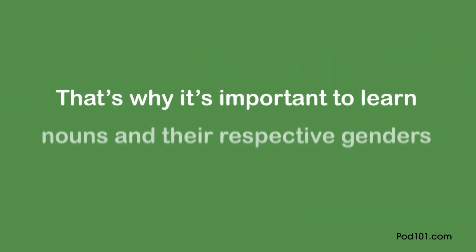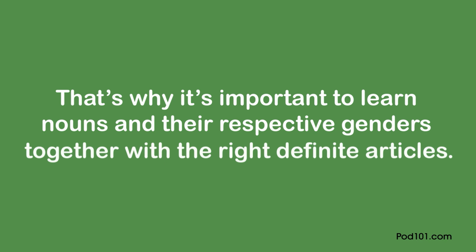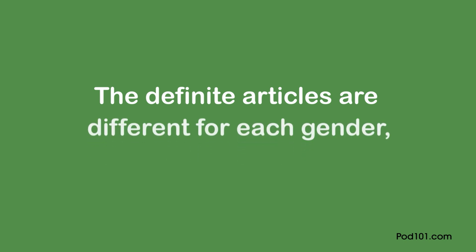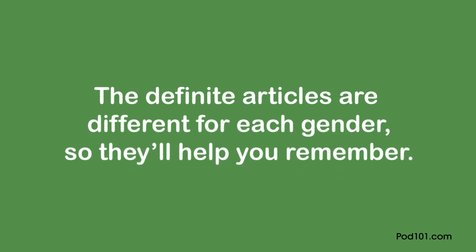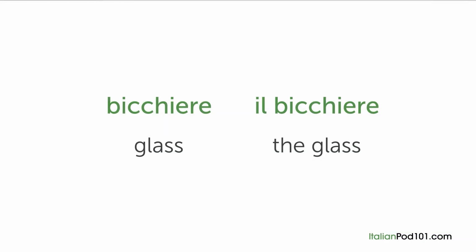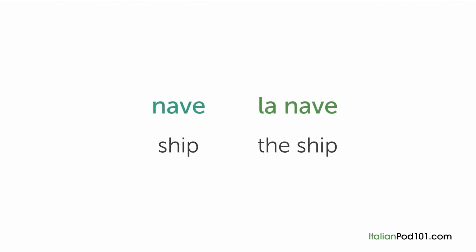That's why it's important to learn nouns and their respective genders together with the right definite articles. The definite articles are different for each gender, so they'll help you remember. For example, take bicchiere, meaning glass, which is in that third category of nouns ending in E. The right article for bicchiere is il, so il bicchiere is masculine. How about nave, meaning ship? The right article for this one is la, so la nave is feminine.